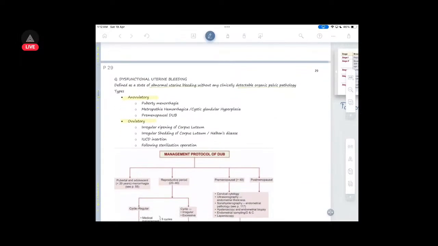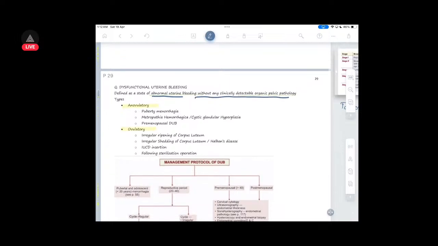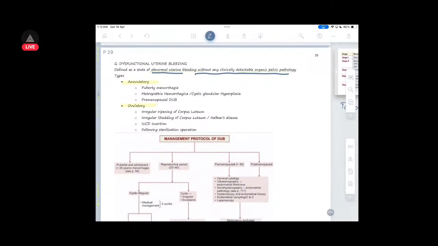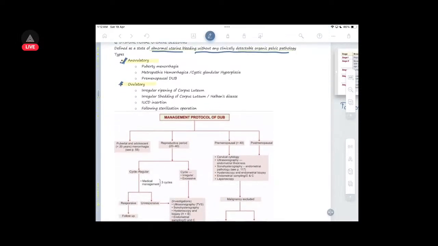Dysfunctional uterine bleeding is named as a state of abnormal uterine bleeding without any clinically detectable or organic pelvic pathology. There are two types: anovulatory and ovulatory. Anovulatory includes puberty menorrhagia, metropathia hemorrhagica or cystic glandular hyperplasia, and premenopausal DUB. In ovulatory, you have irregular ripening of corpus luteum, irregular shedding of corpus luteum or Halban's disease, IUCD insertion, and following a sterilization operation.